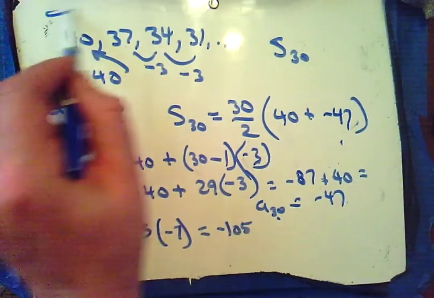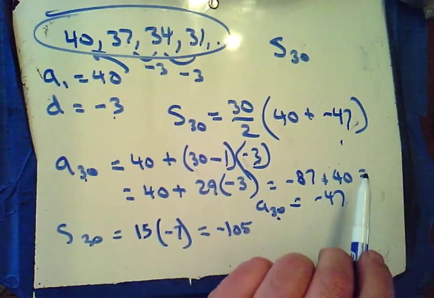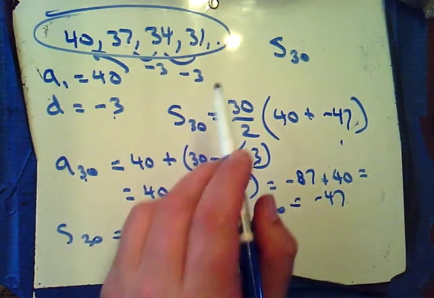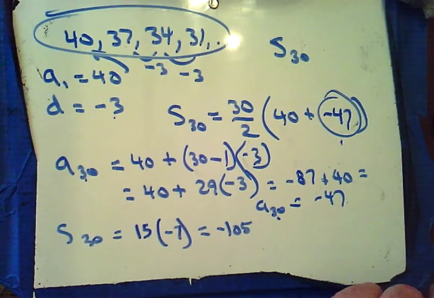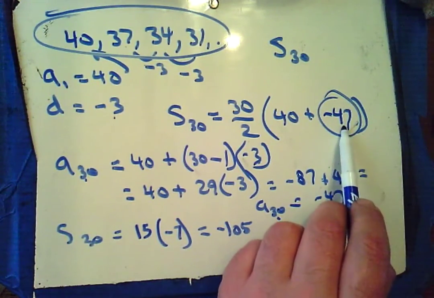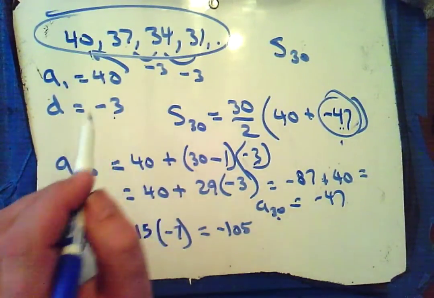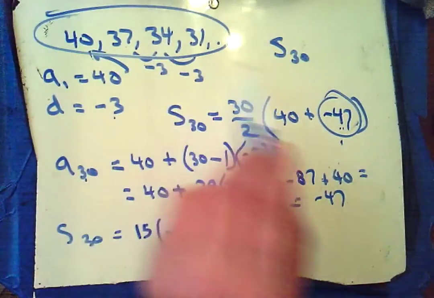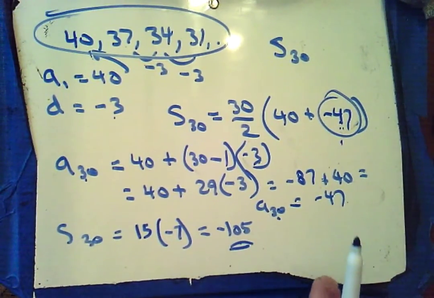Now, you might be saying, well, these are all positive. Why isn't this number positive? Well, we keep subtracting 3, and by the time we're all done, our last term is negative 47. And so we've got more negative numbers than we do positive numbers, and the result of adding up all these positive and negative numbers is going to be this negative number.